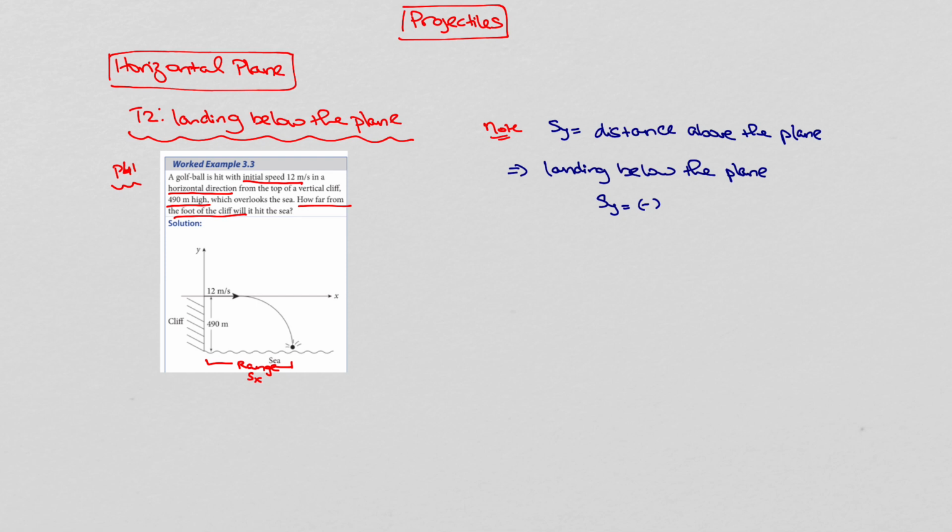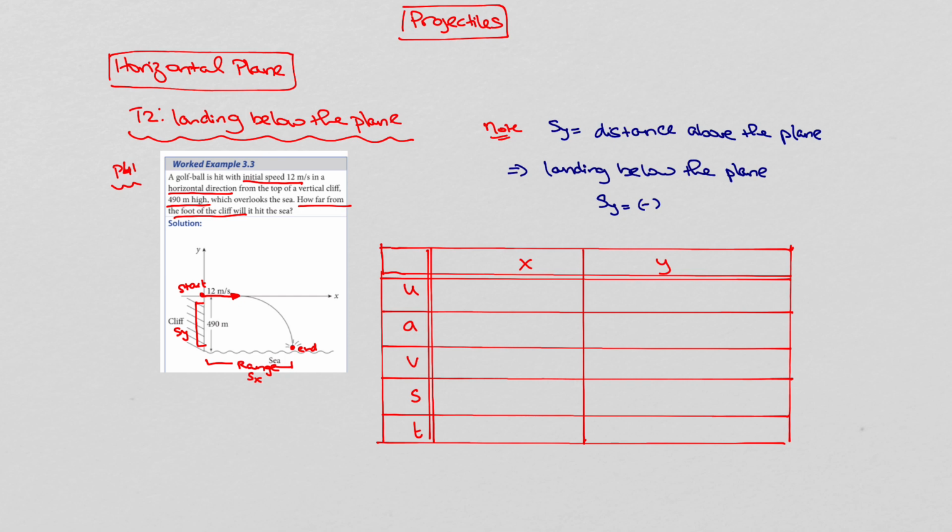If it's projected horizontally outwards, that means there's going to be no initial velocity in the Y direction because it's only travelling in the horizontal direction to begin with. And it lands below the plane. So if this is its starting point on our cliff and its ending point is below, then that means that SY has to be equal to the height of the cliff. But of course, it's below the starting point, so therefore it will be negative 49. So let's set up our table.